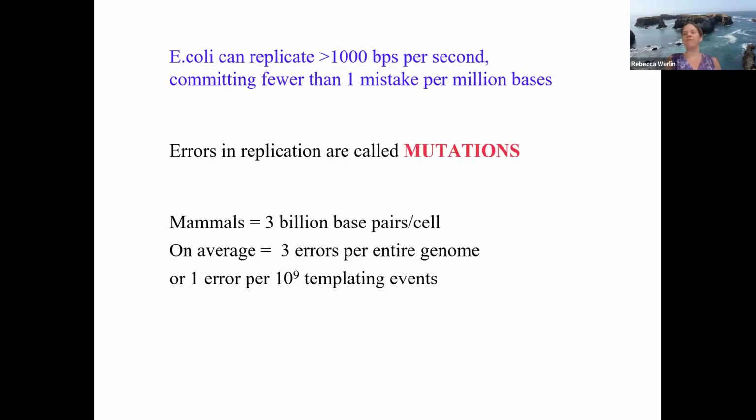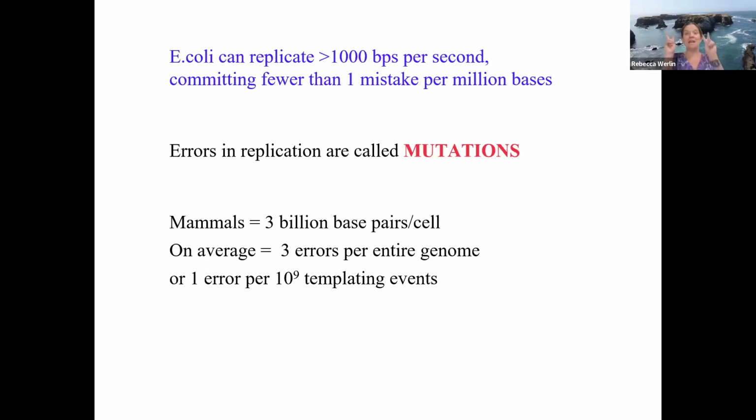So E. coli, a very, very common bacteria, can replicate about 1,000 DNA bases per second. BPS is bases per second. So every single second, an E. coli bacterium can synthesize 1,000 bases of DNA, A's and T's and C's and G's, very, very quickly. And it usually makes less than one mistake per million bases.